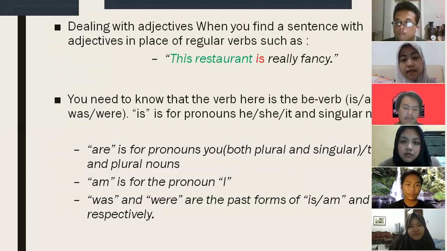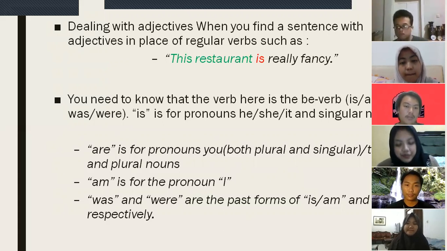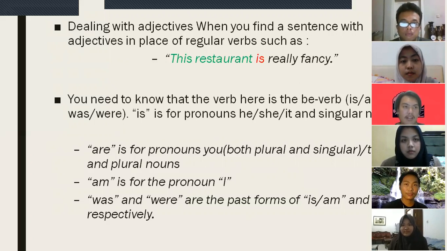Okay, one thing that's missing from this presentation is that I forgot to add that is is used for pronouns he, she, and it, and for both uncountable nouns and singular nouns that are countable.